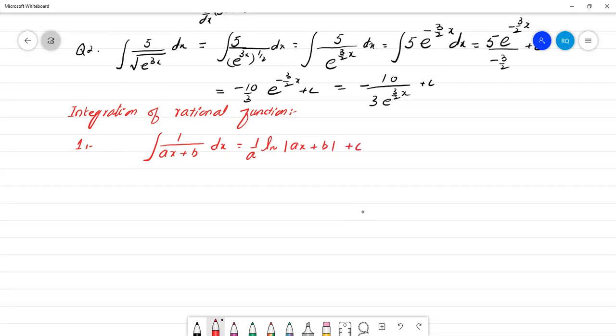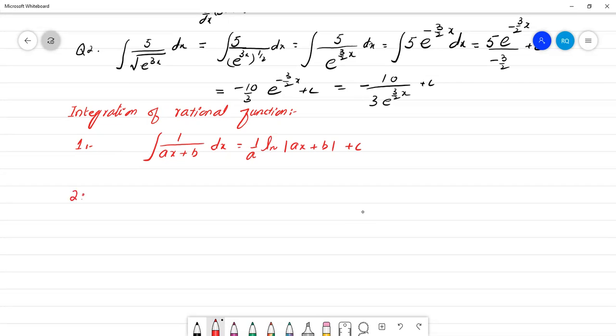What's the rule? The denominator is linear, and there is a term of x whose power is 1. There is no other power. Then you have to apply this rule.